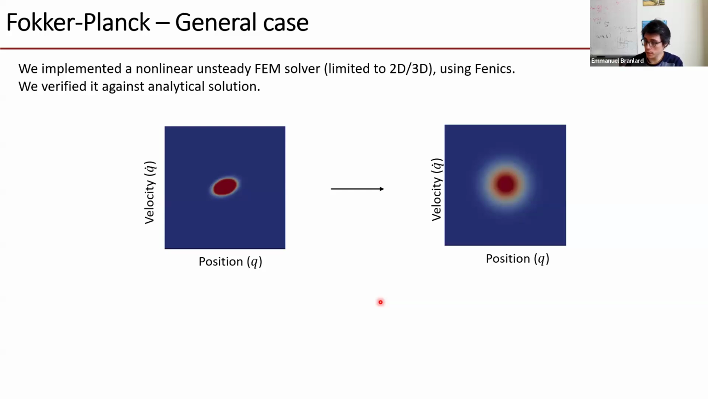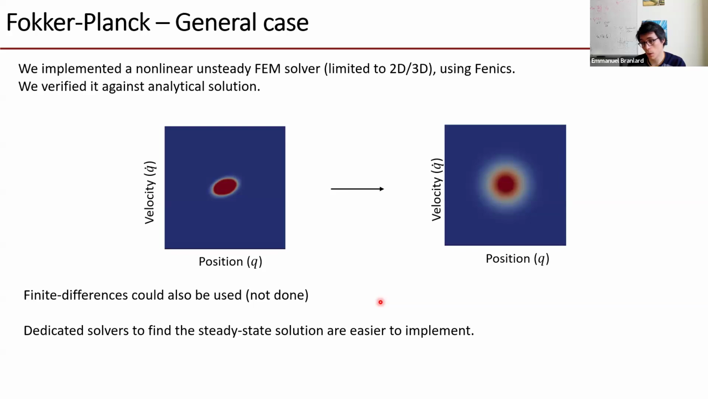So you can start with a probability density function that has some correlation between position and velocity. And basically, after a very long time, you don't have a correlation anymore between position and velocity. So that's something that you can verify with this finite element solver. We could use finite differences, but we have not done so. We could implement dedicated solvers to find a steady state. I think that's easier to do because then you don't have this time variable, and that would probably be the path forward I would choose for future work.